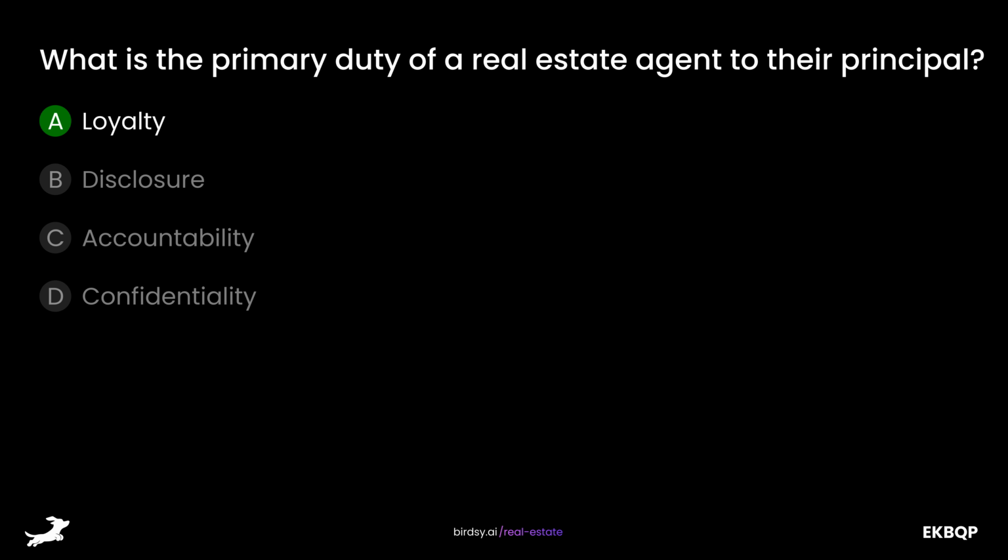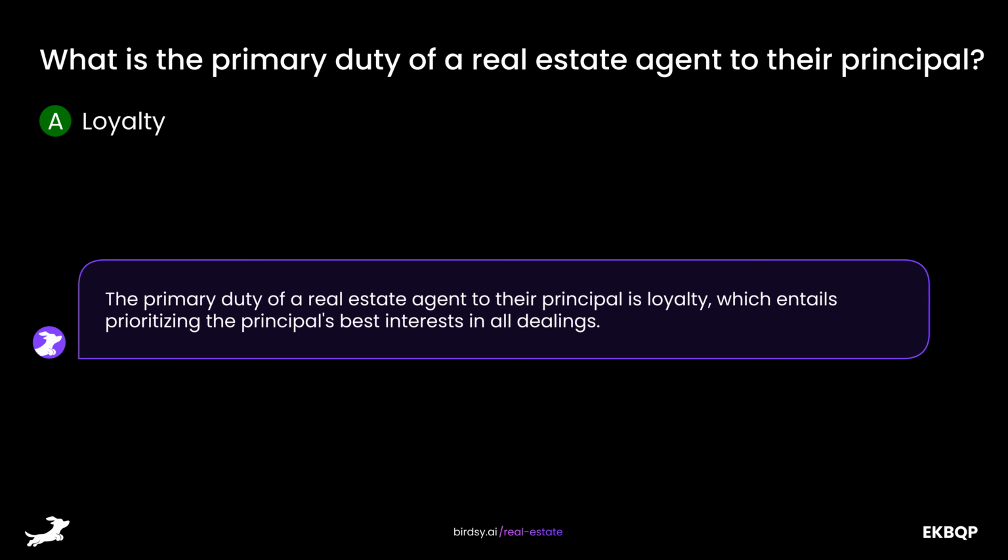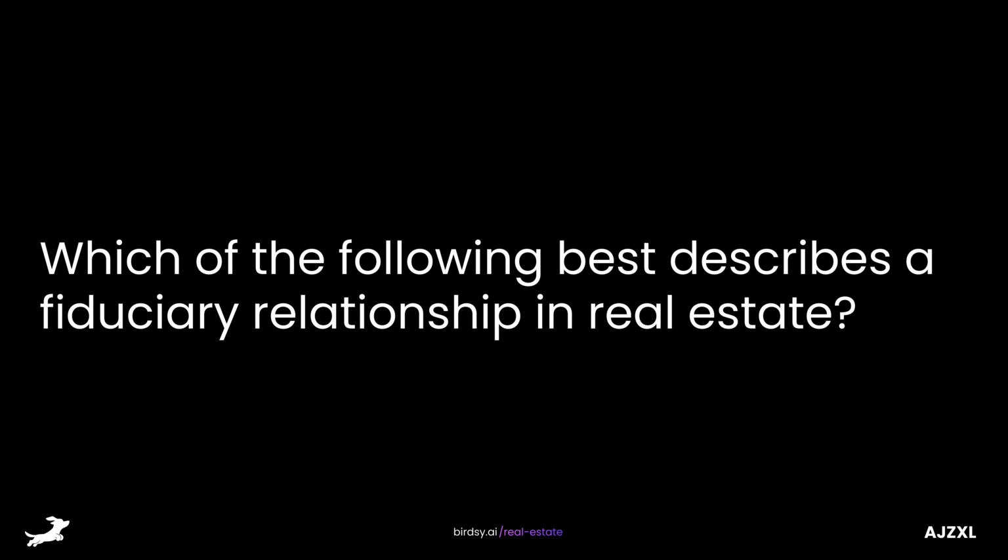The answer is A, loyalty. The primary duty of a real estate agent to their principal is loyalty, which entails prioritizing the principal's best interests in all dealings. Which of the following best describes a fiduciary relationship in real estate?